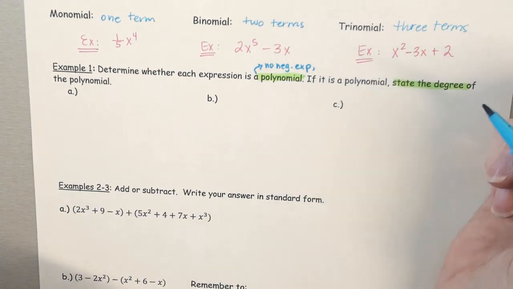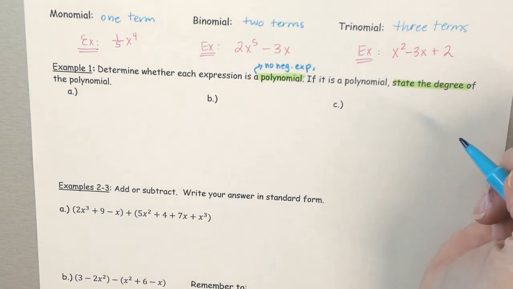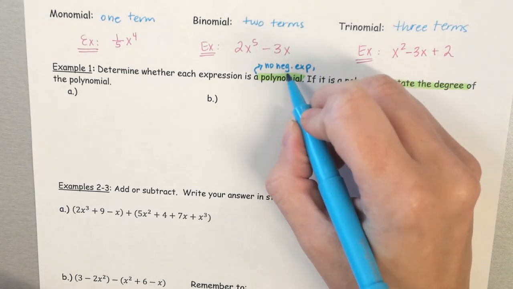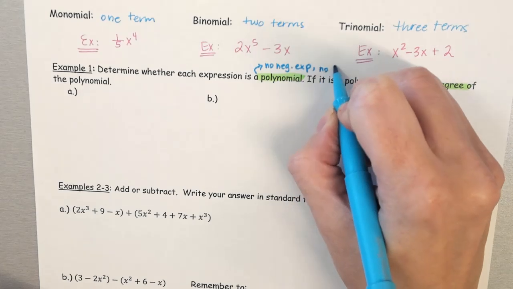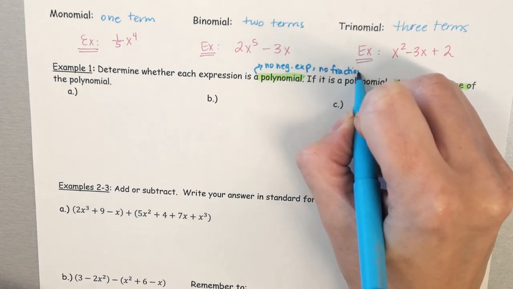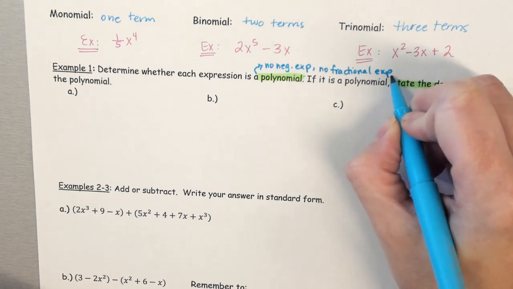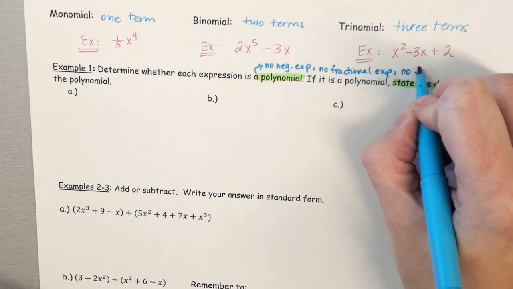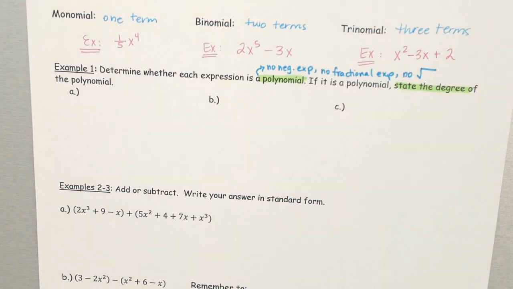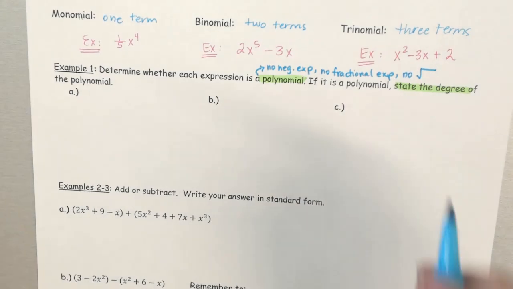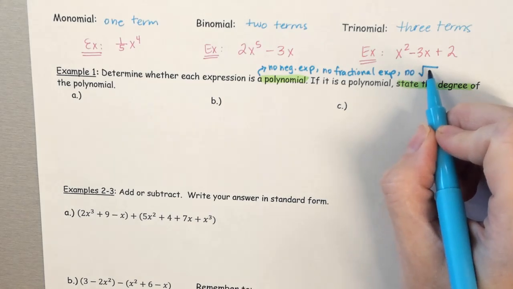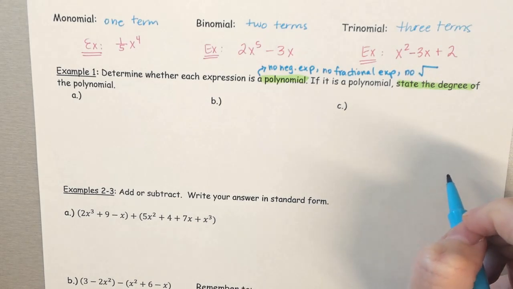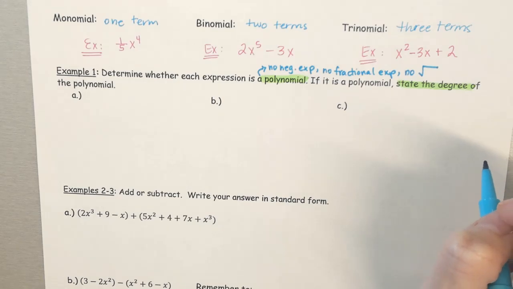Yep, so that's the negative one. Because if it's in the denominator, it'll be negative. The other one has to deal with fractional exponents. So no negative exponents, no fractional exponents, and you also can't have any square roots or really any type of radical with a variable underneath it. Okay, so you can't do a square root with a variable in it.